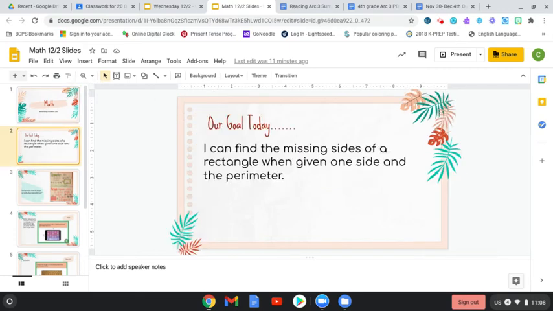Our learning target: I can find the missing sides of a rectangle when given one side and the perimeter. Now, today on Tuesday, we worked on finding the missing side if we had the area. And we divided the area by the other side to find the missing side. But that was for area, and we're dealing with perimeter now.